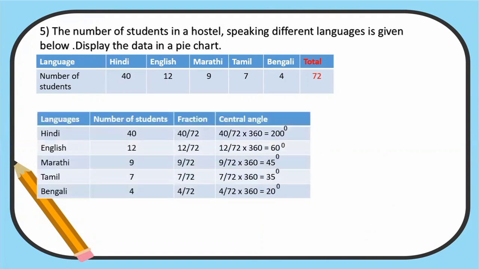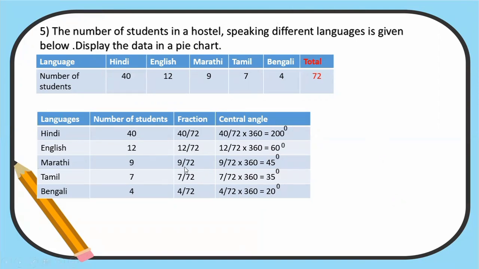So first we make a table: languages, number of students, fraction, central angle. For the pie chart we want the central angle, and only then can we divide the circle into different sectors. So for Hindi 40 students, English 12, Marathi 9, Tamil 7, Bengali 4. How can we find the fraction? 40 are speaking Hindi, so 40 divided by total number of students 72. Then 12 are speaking English, so 12 divided by 72.